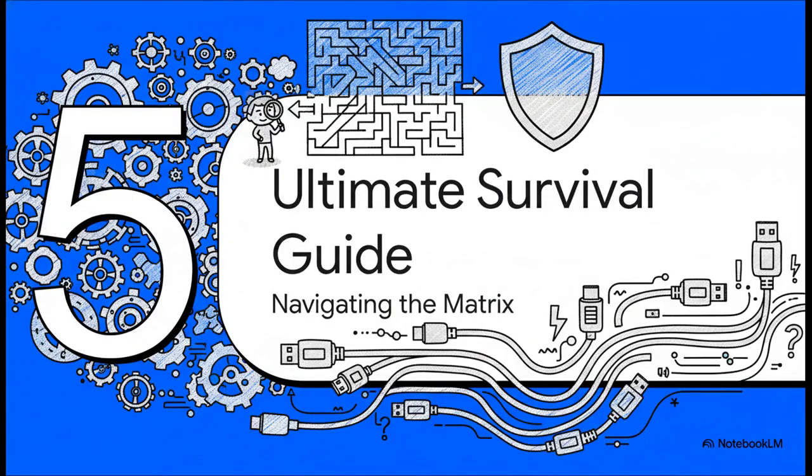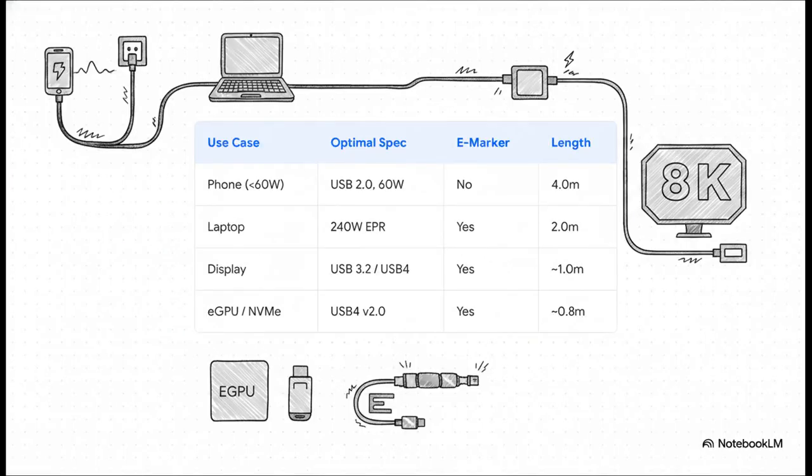Which brings us to our final part, Section 5, the ultimate survival guide. All right, we've fully diagnosed the illness, now I'm giving you the cure. How do you, the informed consumer, navigate this digital minefield? Honestly, treat this expert selection matrix like your sacred text for 2026. If you just need to charge your basic phone on your nightstand, buy a nice, long 4-meter USB 2.0 cable. You absolutely do not need an e-marker, and it's going to be dirt cheap.